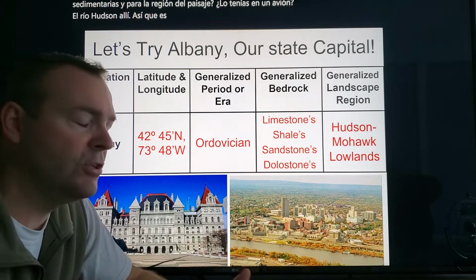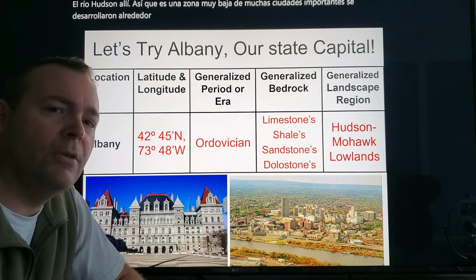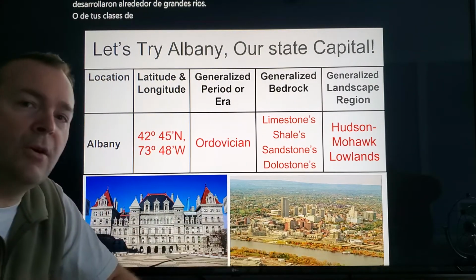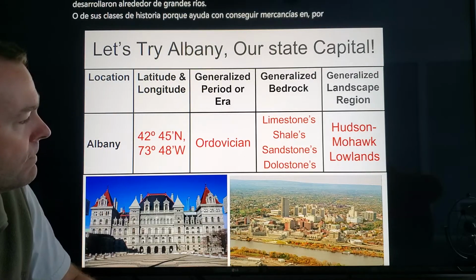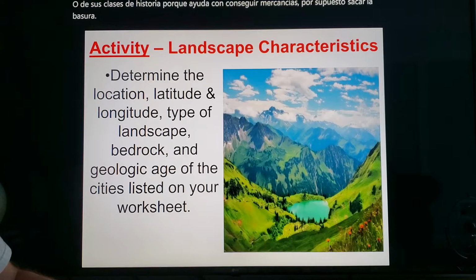A lot of major cities were developed around big rivers, as you recall from your history classes, because it helped with getting goods in and, of course, getting the garbage out. Okay. All right, so then you had to complete the rest of the chart on your own.